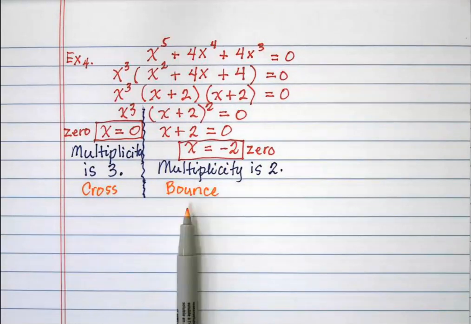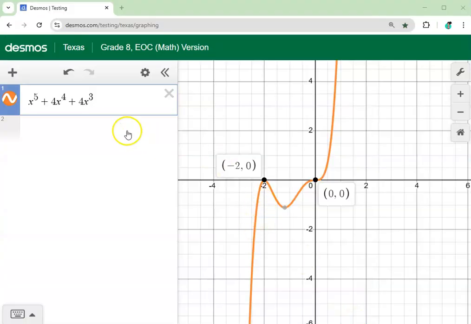Let us examine the graph. Okay, so this is the graph and how it looks like. And at this point, if you can see it, the multiplicity is 3, which is why your graph is crossing the x-axis. On here, your multiplicity is 2, and your graph is bouncing on that point.